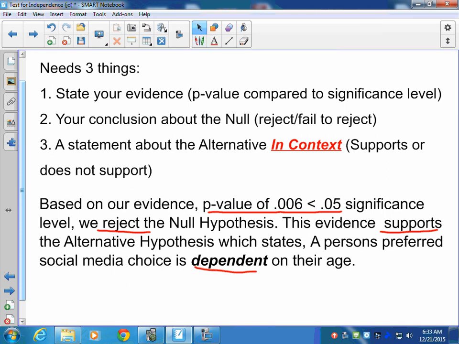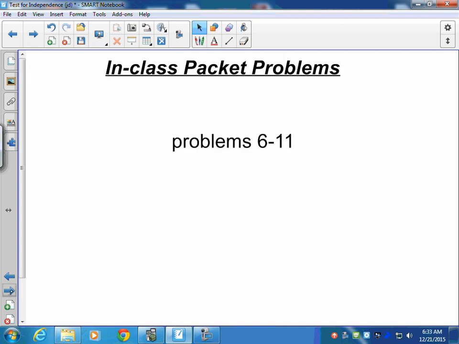Okay, so now for homework today, we always have our Schoology quiz. So you've got your Schoology quiz on chi-squared test for independence, and then also for your in-class packet, you have problems 6 through 11 for additional practice.